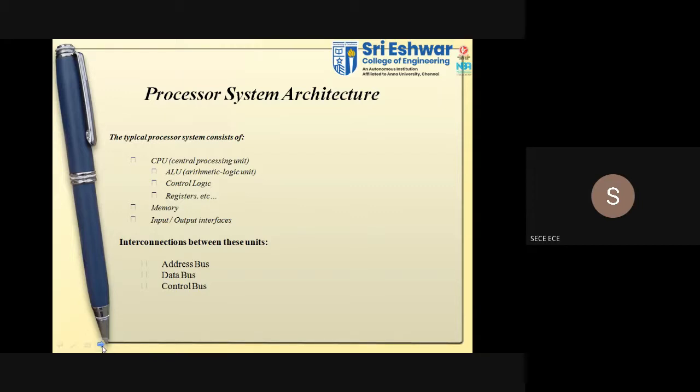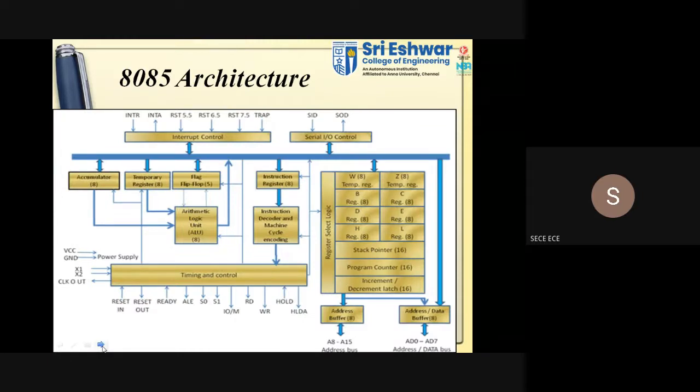So processor system architecture is only this much, right? So next, this is the architecture of 8085. As I told you, 8085 is an 8-bit microprocessor. Correct? So why is it called an 8-bit microprocessor? Because it has only 8 data lines. What are data lines? The lines which carry only data. That's all. So as you can see here, this is the architecture of 8085.